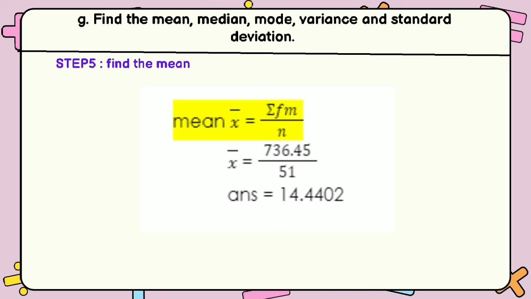The mean equals the sum of fm divided by n, which is 736.45 divided by 51. And the answer is 14.4402.